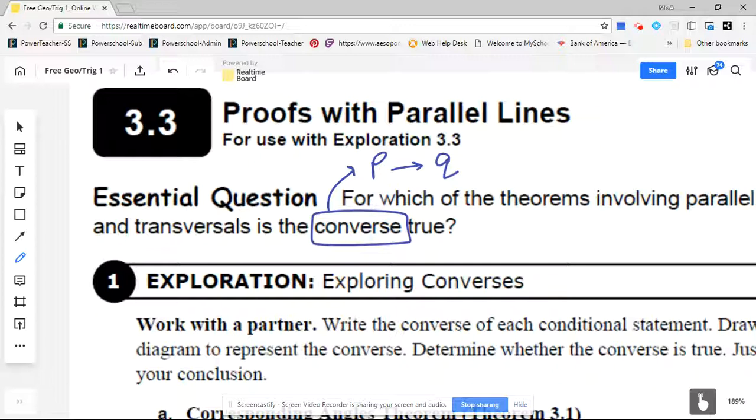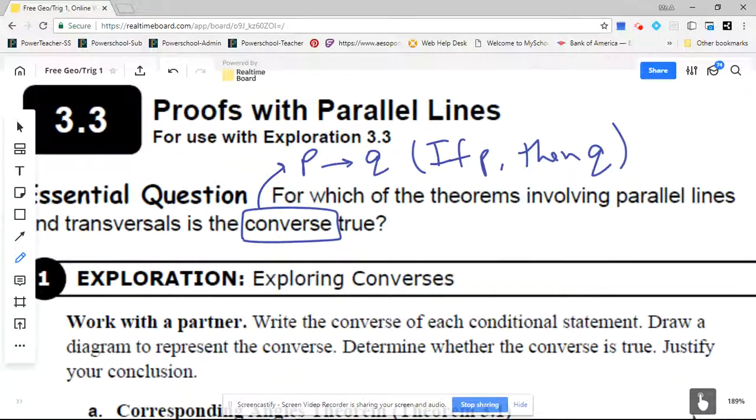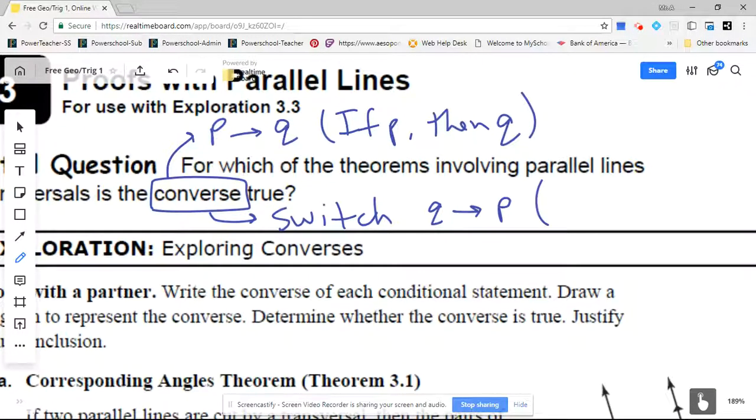P to Q. It meant if P happens, then Q happens. If P, then Q. So if an angle is a right angle, then its measures 90 degrees. So if this happens, then this happens. That's the if-then statement. Well, the converse is when we switch it around and we go Q to P. So we would go if Q happens, then P happens.